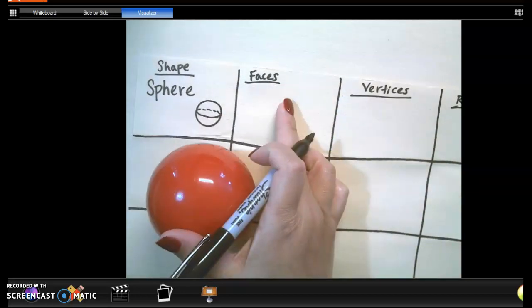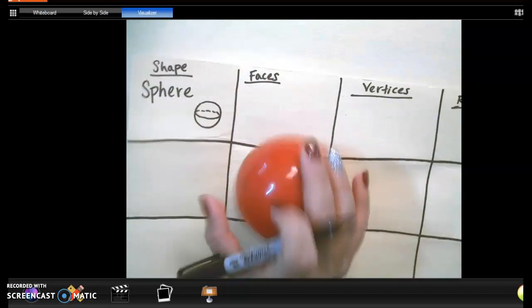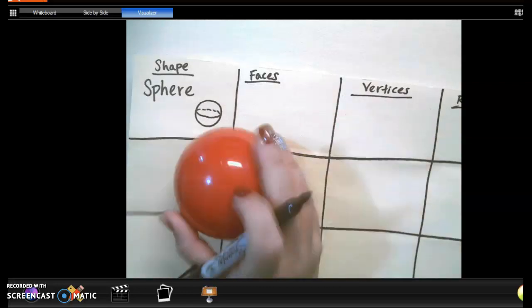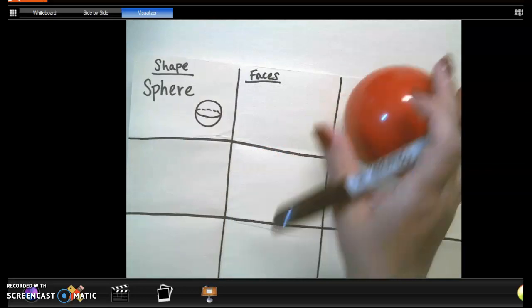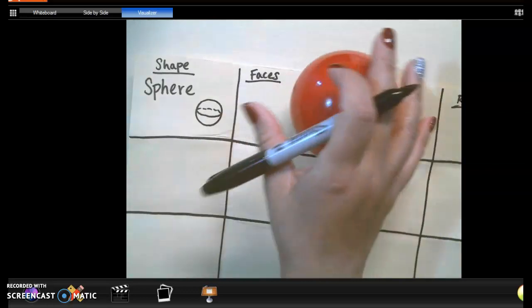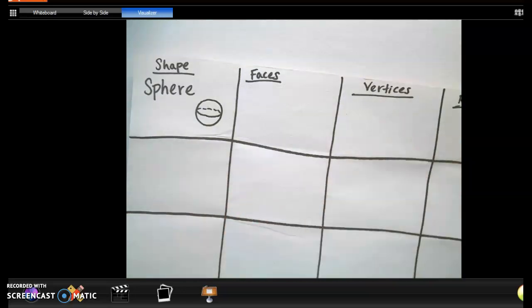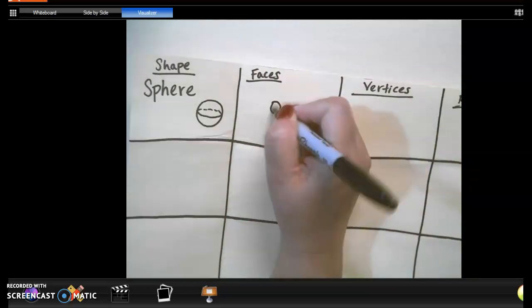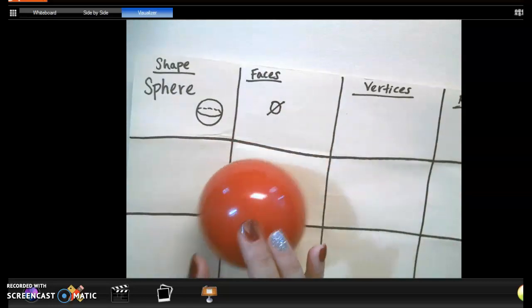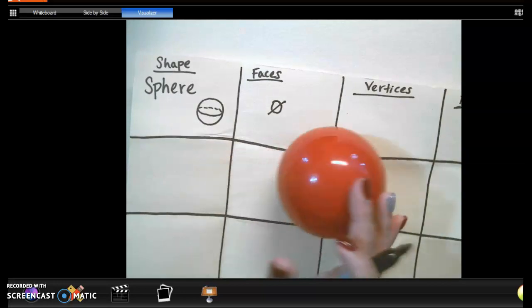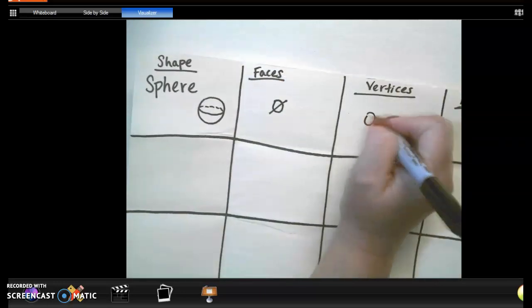So now we're going to talk about faces. Faces are like flat surfaces, flat meaning that you can put it down and it doesn't roll around. It stays there. And obviously if we put the sphere down, it doesn't stay there because it doesn't have any faces. It doesn't stay in one place. It keeps rolling and rolling because it's round, right? So faces is 0. Vertices are where the sides meet, or the corners. And as we can see here, there are no vertices. So the sphere has 0 vertices.